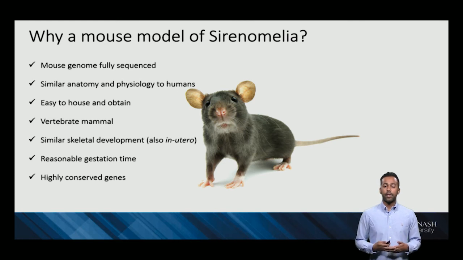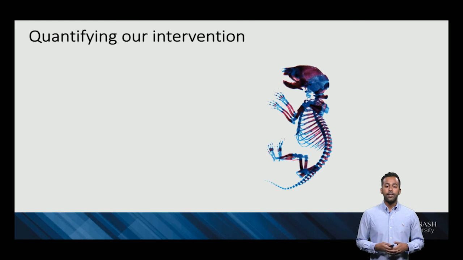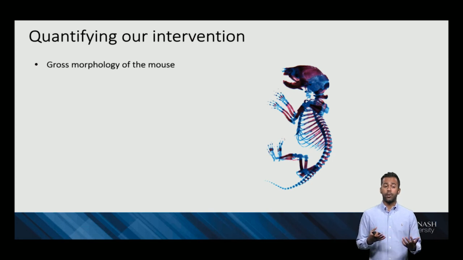And they also have highly conserved genes, very similar to us. And they're quite easy to manipulate, so we can surgically manipulate them, we can inject them with some sort of substance, or perhaps we can get rid of some genes. It's very, very easy to use a mouse model. So how do we quantify our intervention? So we can look at the gross morphology of a mouse, meaning we can look at just the mouse itself to see what it looks like.